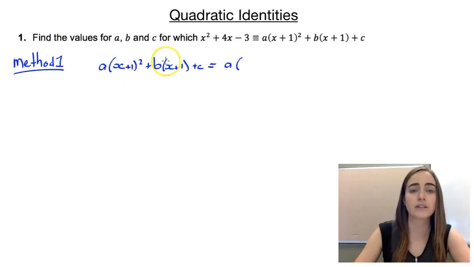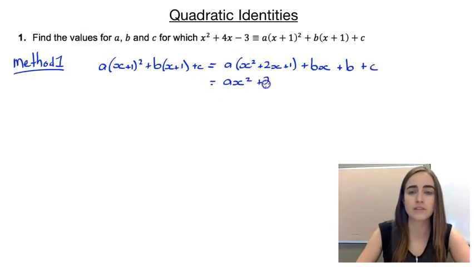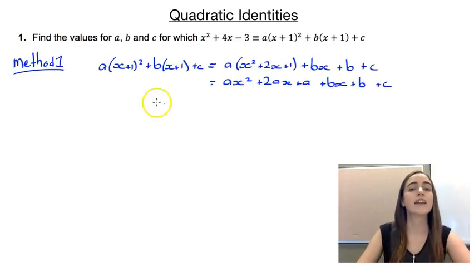So (x plus 1) squared would expand to give us x squared plus 2x plus 1. Then if we expand this one out, we'd have bx plus b. And we've still got that c term on the end as well. Then if we expand this first bracket out, we'd have ax squared plus 2ax plus a plus bx plus b plus c. Right, so now we want to collect our like terms.